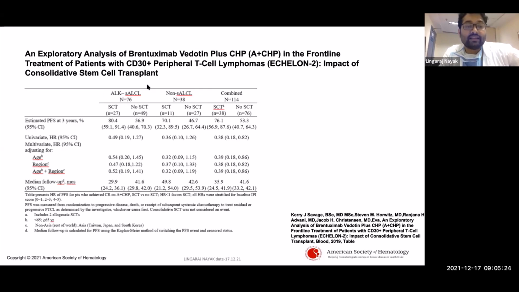And when they looked at the ALK negative group who received brentuximab, the 3-year progression-free survival was actually quite good. It's 80% versus those who didn't receive transplant. Of course, there are multiple biases here in terms of the patients who undergo transplant, their fitness, their disease biology. But having said that, if you see those who underwent transplant, their outcomes look better, and it is important to understand that those who receive brentuximab and achieve a good response, if they are ALK negative, they should undergo an autologous stem cell transplant.